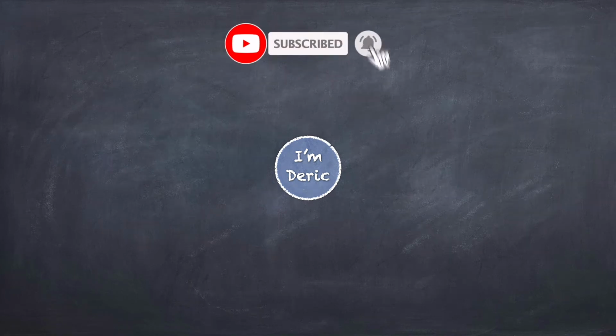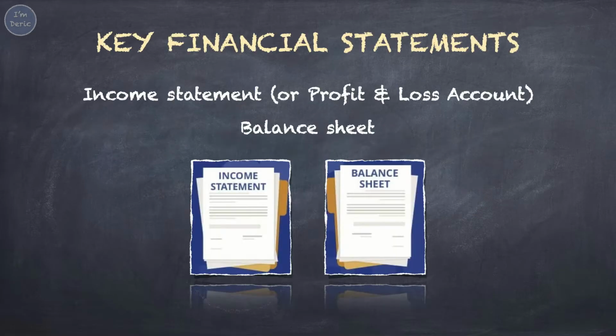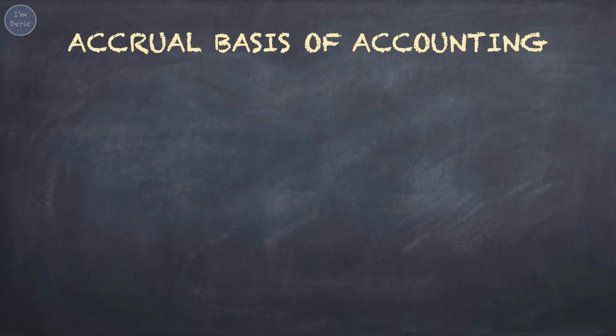Welcome to my channel. In this video, I'm going to introduce to you the key financial statements. There are two key financial statements we use for conducting financial ratio analysis. First, income statement, also known as profit and loss account. Second, balance sheet. For accounting, we apply accrual basis for reporting.